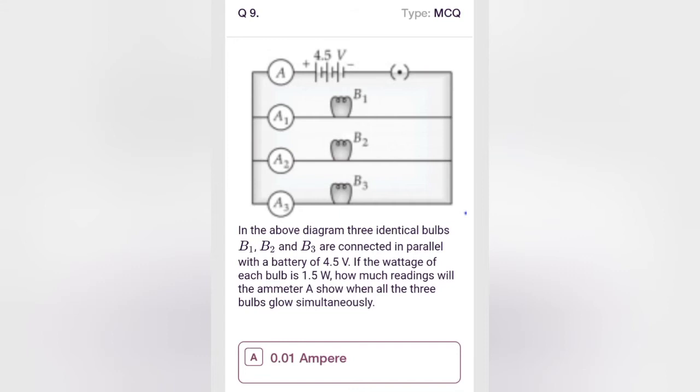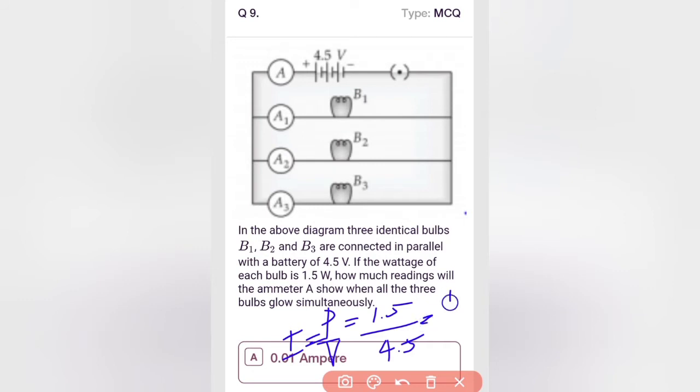Okay, so ammeter will show, here we know power is given, power is 1.5 and what else is given? Voltage is given. Voltage is how much? 4.5. So we can find current. I is equal to P by V. So with this I can write 1 by 3. Okay, that will be the current flowing in each of the bulb.